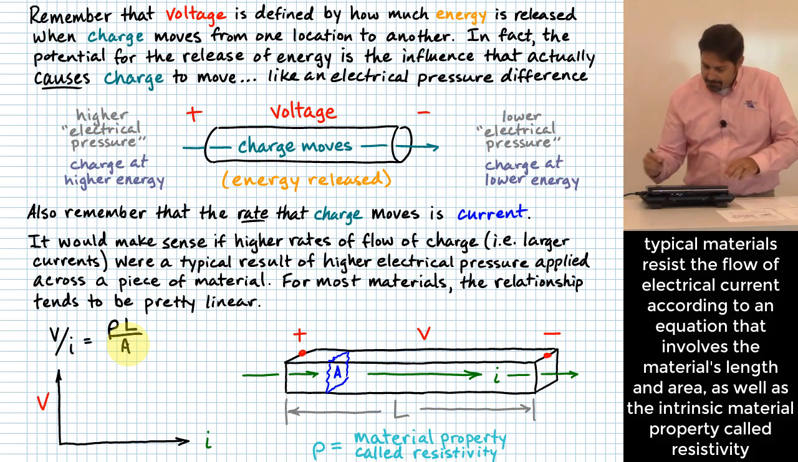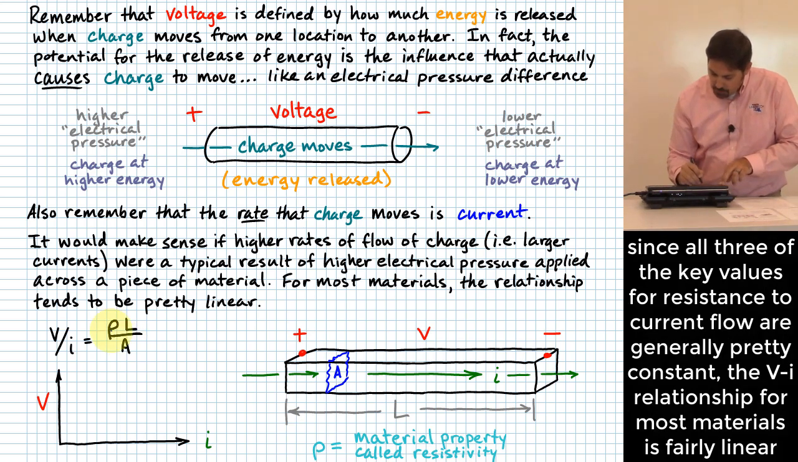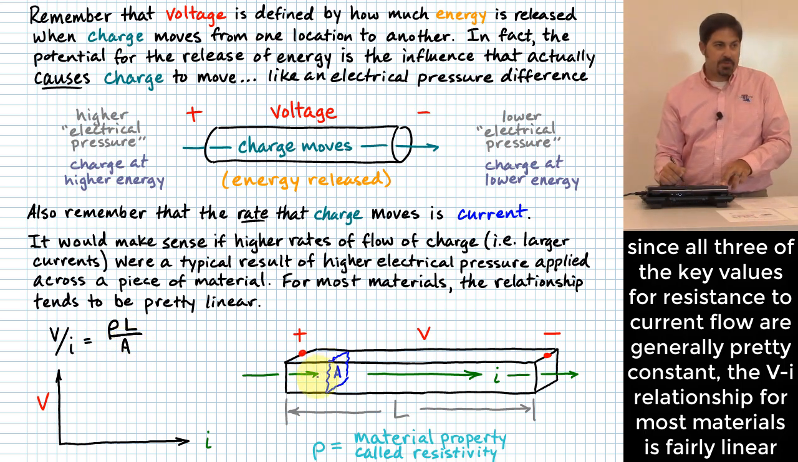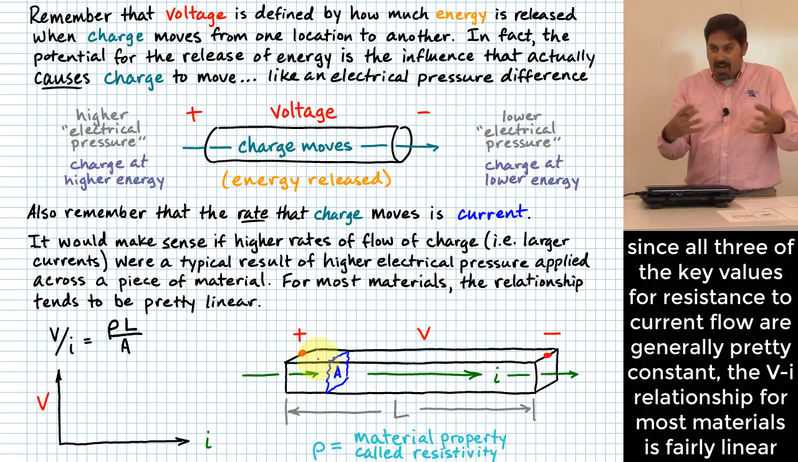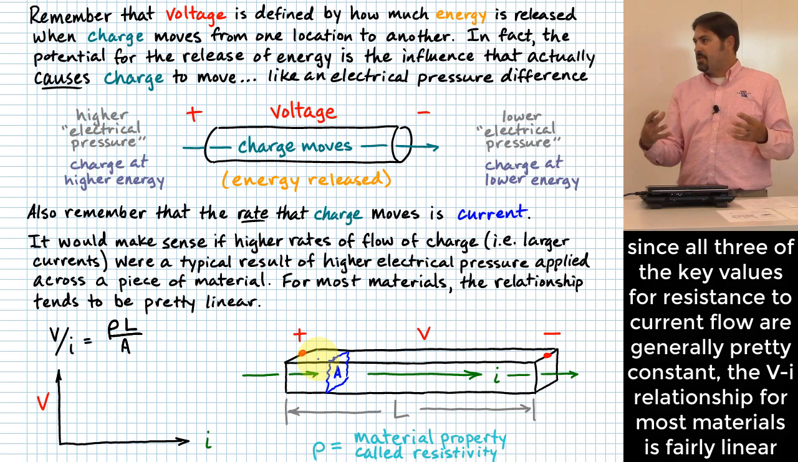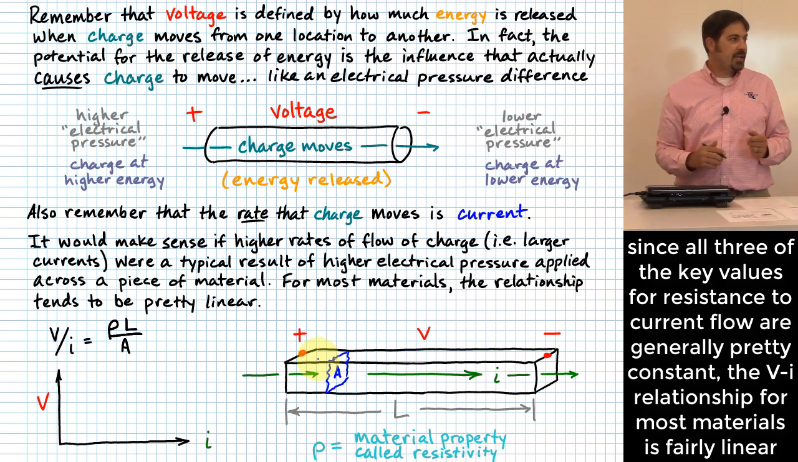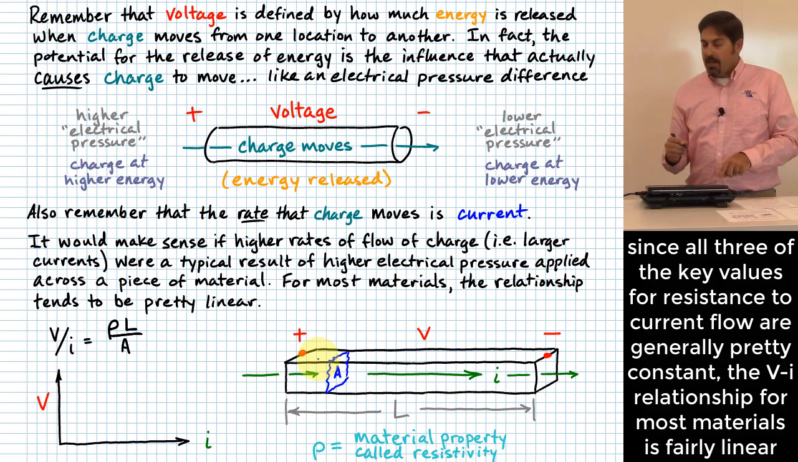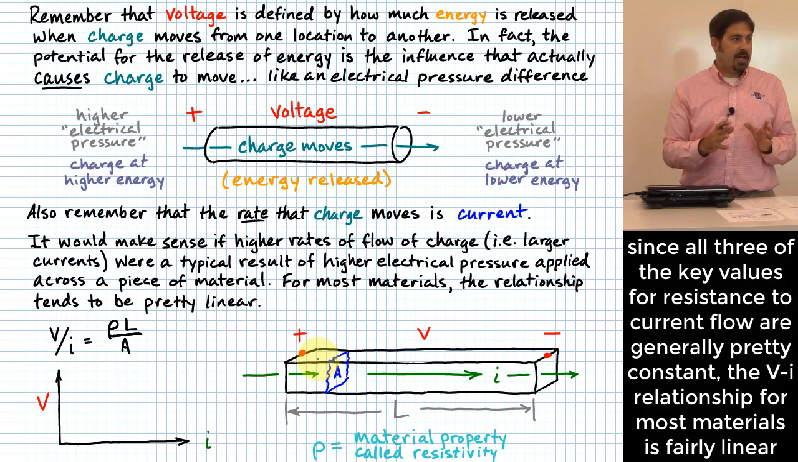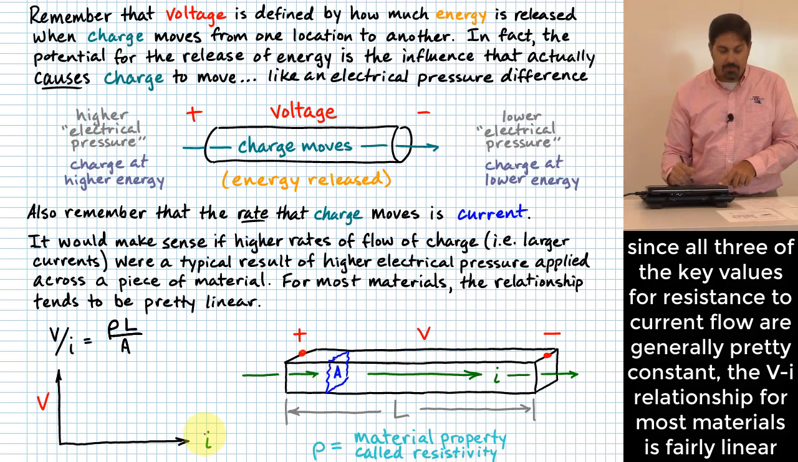And it turns out that if you look at all of these different values, for most materials, they aren't variable. Resistivity remains relatively constant. If the size and shape of the piece doesn't change, then things like cross-sectional area and length won't change. So this ratio ends up being relatively constant, and because it's relatively constant, what shape are we going to have on a plot of V versus I?